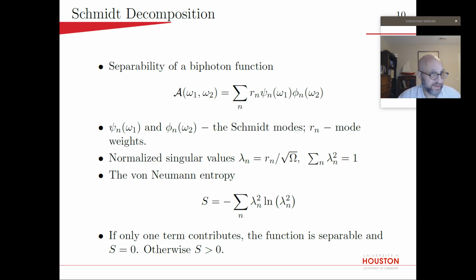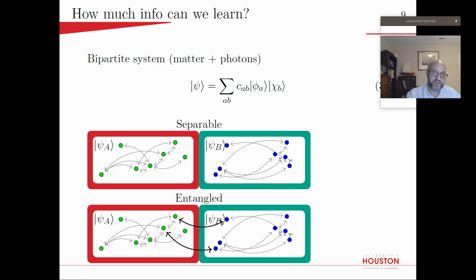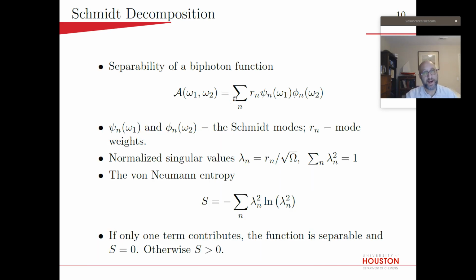We can write this in terms of photons in the same way. We can always write this entanglement in terms of what are called the Schmidt modes, and these are simply obtained by singular value decomposition of this C_AB matrix to find a new basis, and those are what are called the Schmidt modes, and the R_n are the mode weights, and this is an orthogonal basis for the system. The phi's are orthogonal to each other, the psi's are orthogonal to each other, and of course it's the index between the two that's important.